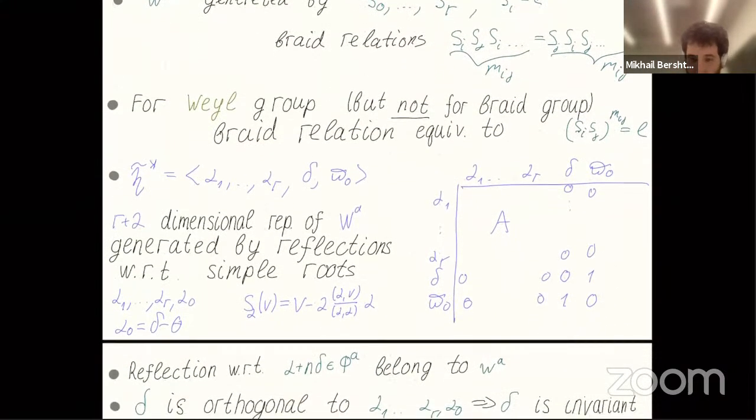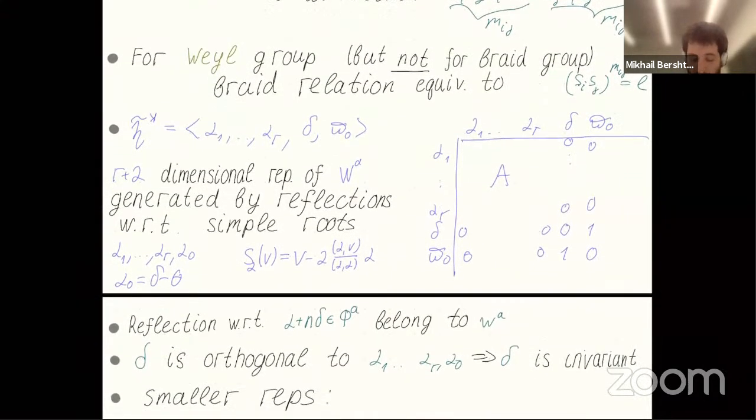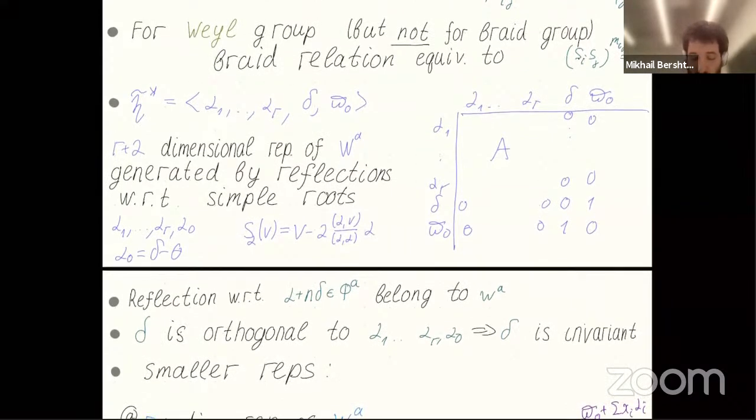And this group has a natural representation. By definition, it acts on the Cartan, or here I speak about the dual space to the Cartan. And this space is R plus 2 dimensional. R is the rank of the original algebra G, and it has two additional elements in the basis: the imaginary root delta and the fundamental weight corresponding to zero, which is omega 0.